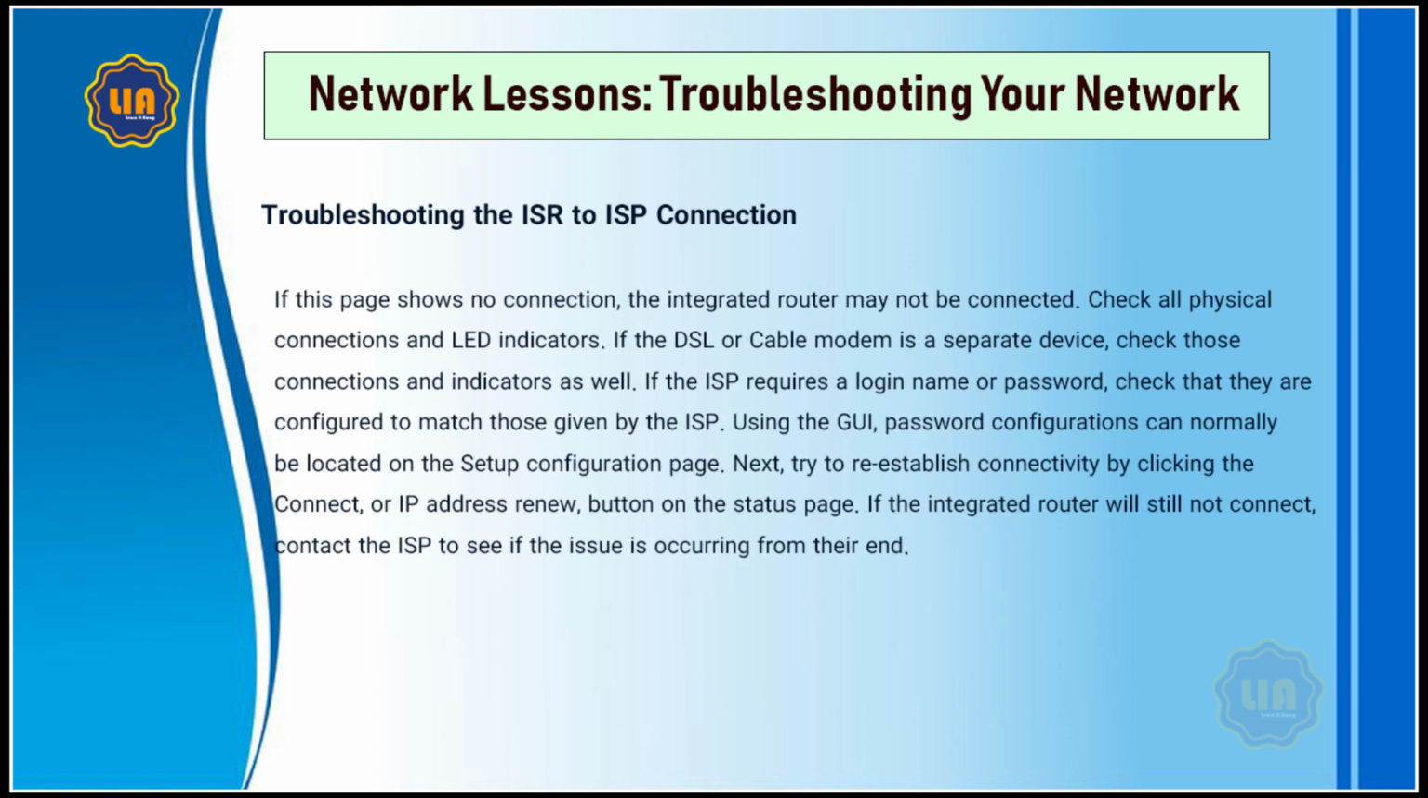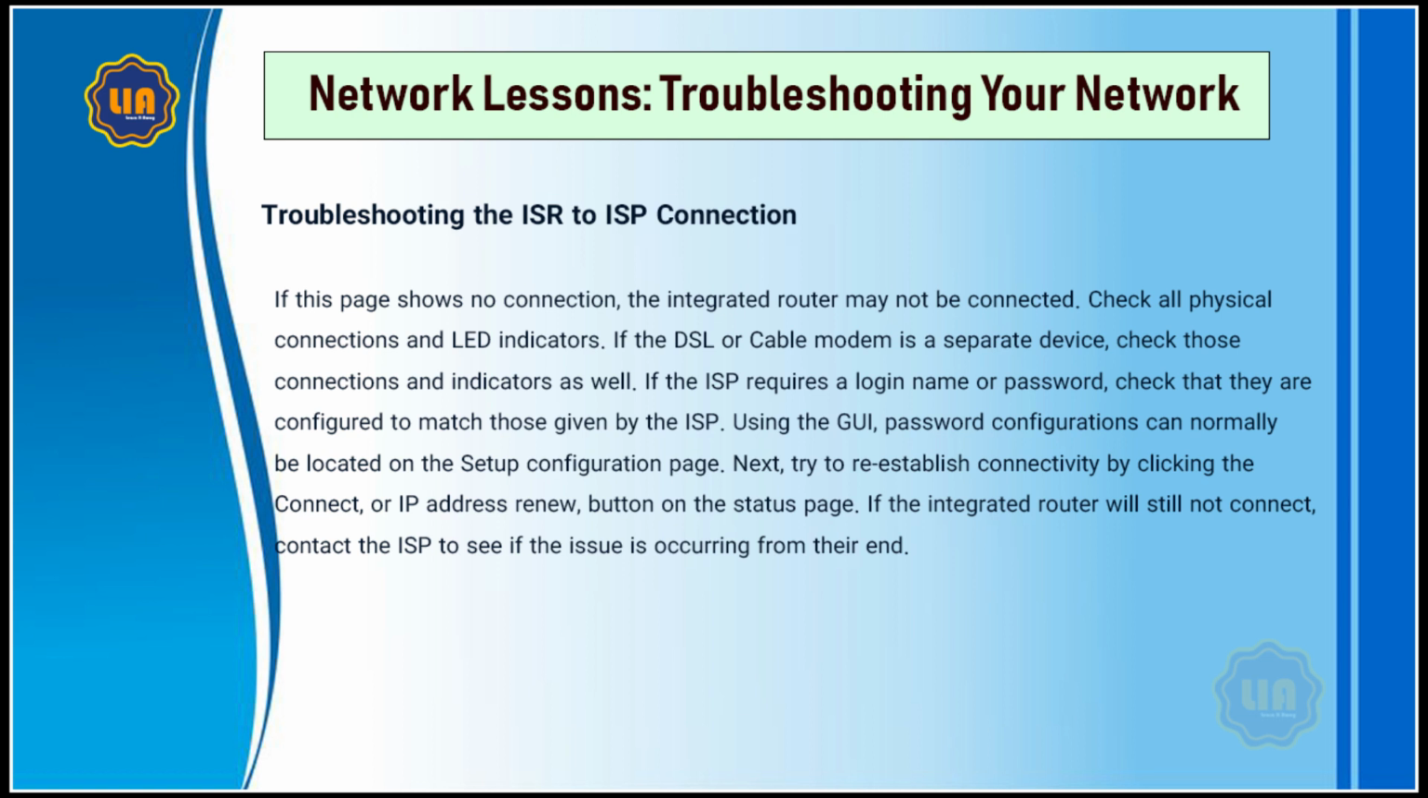If this page shows no connection, the integrated router may not be connected. Check all physical connections and LED indicators. If the DSL or cable modem is a separate device, check those connections and indicators as well. If the ISP requires a login name or password, check that they are configured to match those given by the ISP. Using the GUI, password configurations can normally be located on the Setup configuration page.